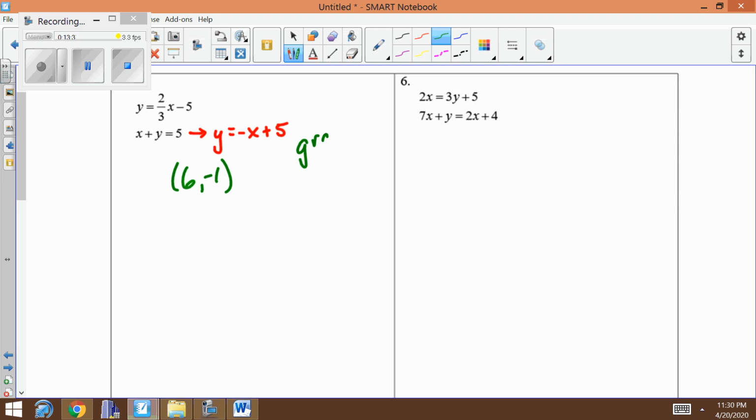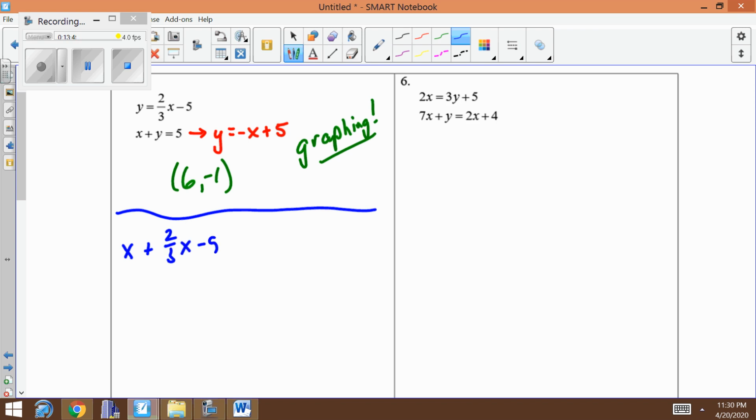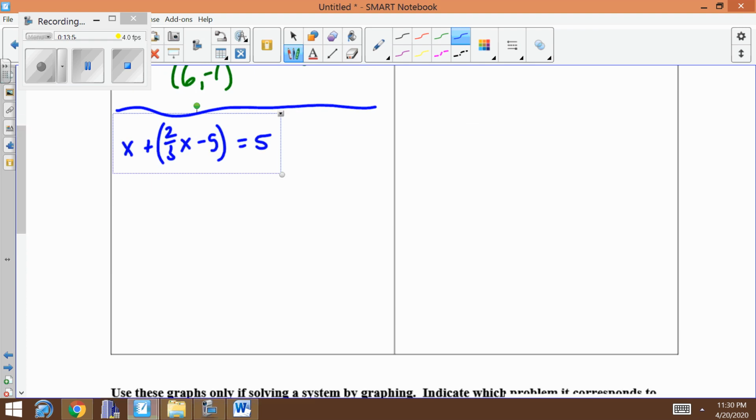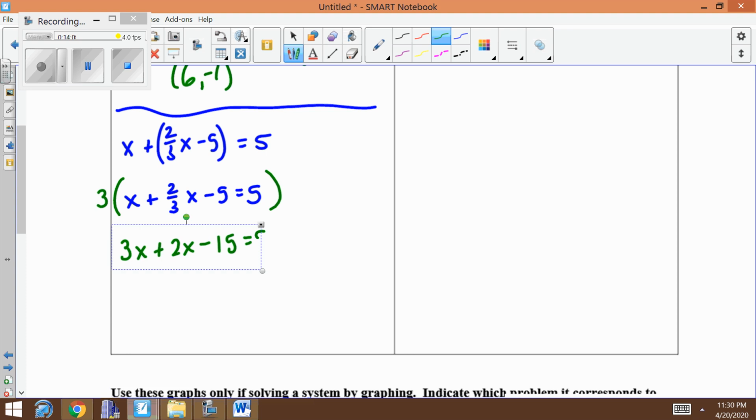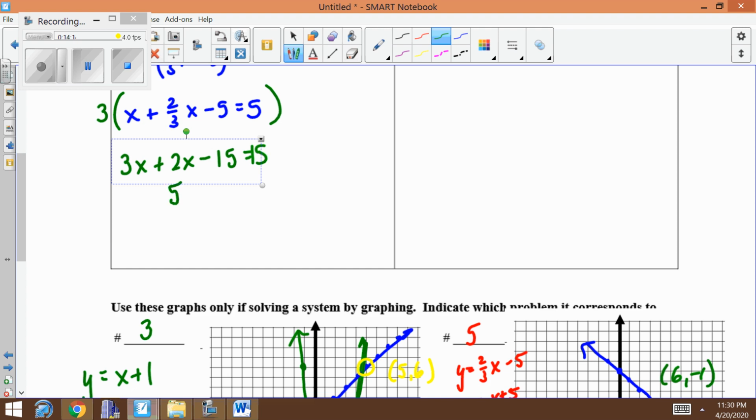Again, I did graphing. Again, could you have used substitution? Absolutely. You know what? Let me show you that way just so you can see it. So if I were to put the 2/3 x minus 5 in for that y, we get this. Now again, could you add x plus 2/3 x? Yes. Sometimes what I like to do in this scenario, though, is get rid of the fraction. If you remember way back to first semester, if you multiply everything through by that denominator, that gets rid of the fraction, and then it's maybe a little bit easier to solve. So we get 5x minus 15 is 15.